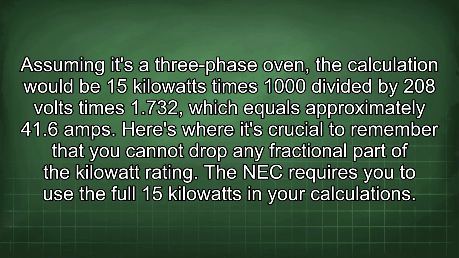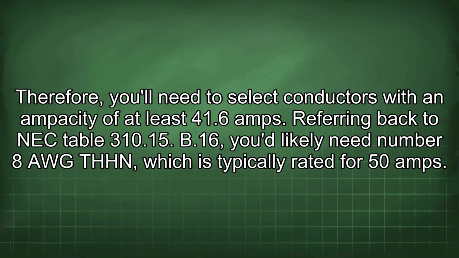Assuming it's a three-phase oven, the calculation would be 15 kilowatts times 1000 divided by 208 volts times 1.732, which equals approximately 41.6 amps. Here's where it's crucial to remember that you cannot drop any fractional part of the kilowatt rating. The NEC requires you to use the full 15 kilowatts in your calculations. Therefore, you'll need to select conductors with an ampacity of at least 41.6 amps.